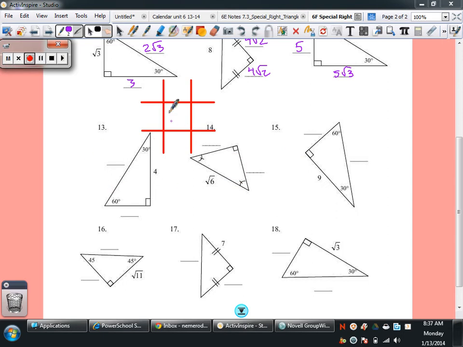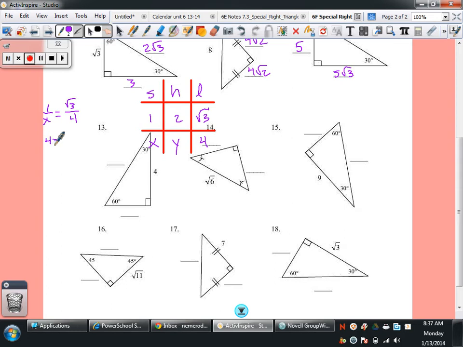Alright, so number 13 is another 30, 60, 90. So short, hypotenuse, long: 1, 2, square root of 3. The short side we don't know, the hypotenuse we don't know, and the long side is 4. So let's see, 1 over x equals, I'm going to solve for the short side, by the way, every time first, because the hypotenuse is double that. So if I just solve for the short side, then I can just double it to get the hypotenuse. It just saves me some work.